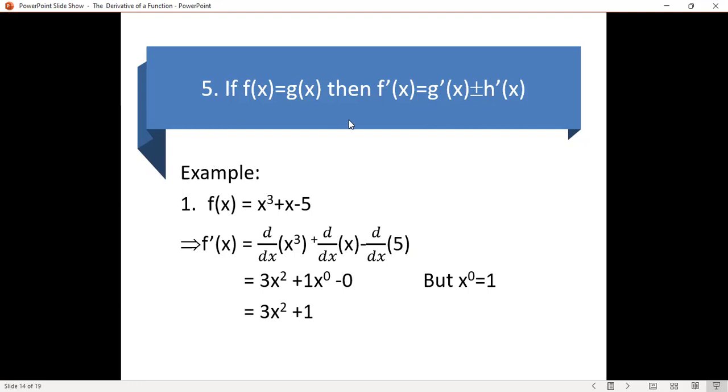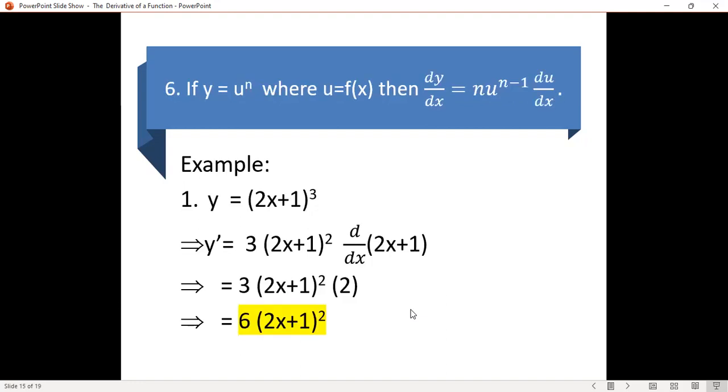If we have a sum, then just take the derivative of the sum. I think there are some errors in this particular slide. Anyway, if you have f of x equals x cubed plus x minus 5, to get the derivative, you take the derivative of each term. So take the derivative of x cubed, the derivative of x, and the derivative of minus 5. The derivative of x cubed is 3x squared. The derivative of x is 1 because x to the 0 is 1. And we know from the first rule that the derivative of a constant is 0. So the final answer here is 3x squared plus 1.